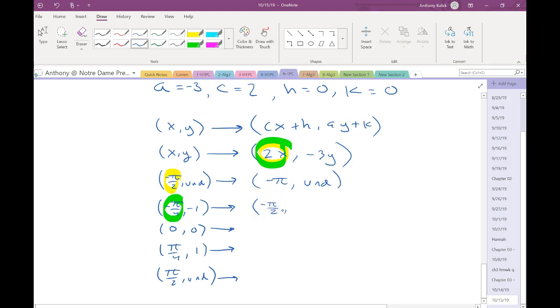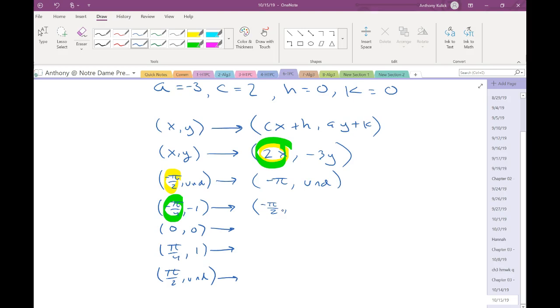Negative pi over 2, right? 2 times a quarter is a half. Everybody's okay with that idea? I just removed the pi's to make dealing with fractions a little bit easier, and then just put the pi back on at the end in my head, doing my mental math. Or on your calculator, you could do it that way as well. Just remember to put the pi's back.